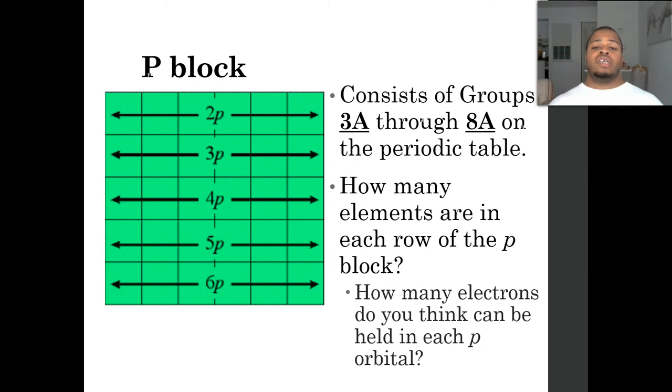This is going to consist of your groups 3A all the way through 8A. So where you have boron, the group where boron is, all the way through your noble gases. Now, using the information on the screen, how many elements are in each row of the p block? Well, let's see.